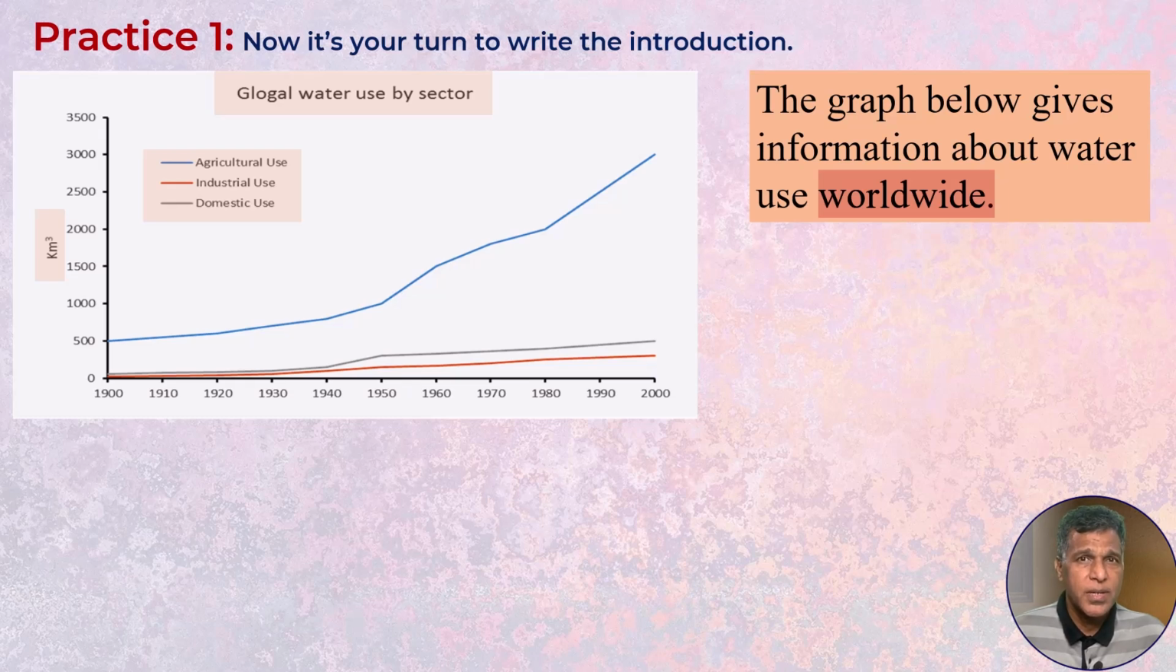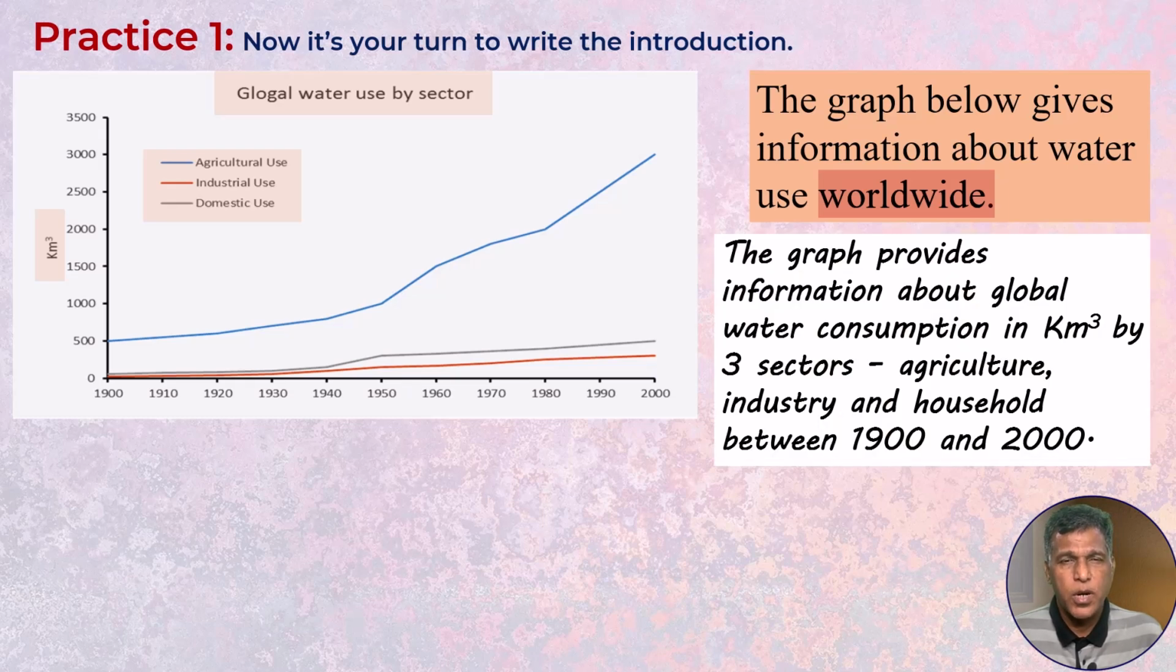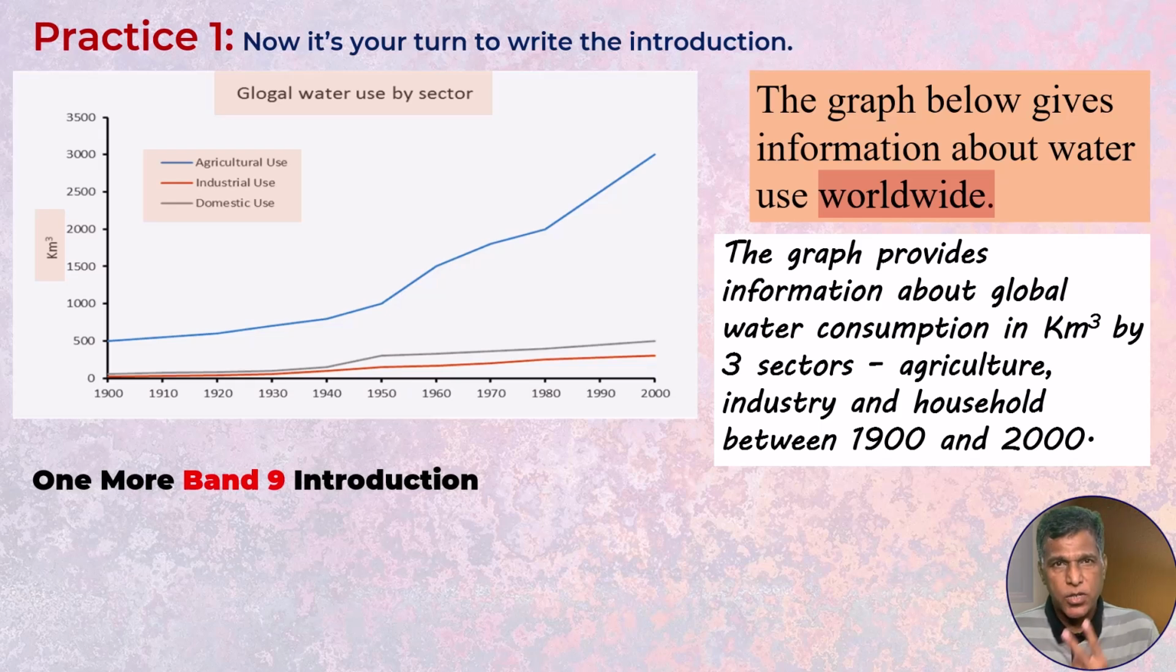So here is the introduction I wrote. The graph provides information about global water consumption in cubic kilometers by three sectors: agriculture, industry, and household between 1900 and 2000. Notice I use the unit, the legend, and the time period. But we can make it even better by adding just two words. We can make it a band 9 introduction.